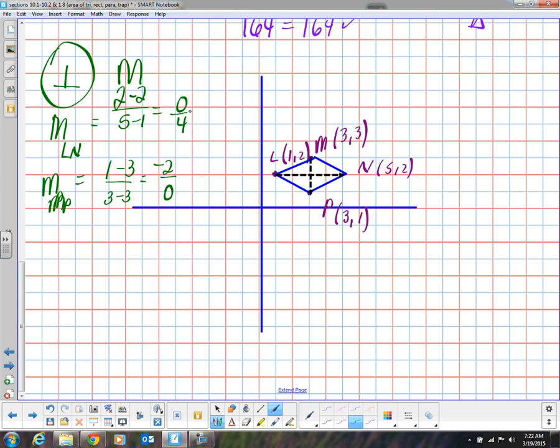When we have 0 involved, it's not important what this number is versus that number. Is 0 in opposite positions in the fraction, and is one positive and one negative? So that shows the perpendicular relationship because they are opposite reciprocals. So we know that LMNP is a rhombus because the diagonals are perpendicular.